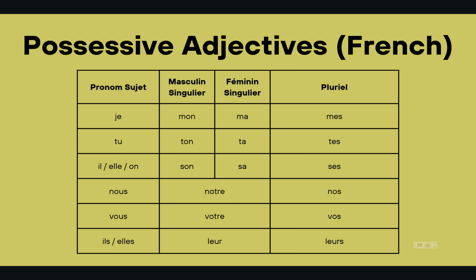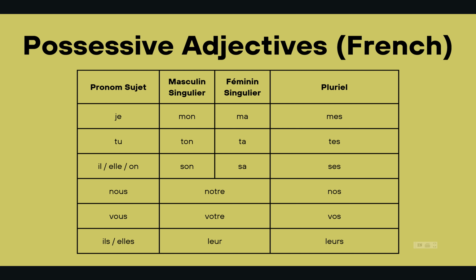For the pronoun je, equivalent to the Spanish pronoun yo, we have the following: mon, ma, mes, for masculine singular, feminine singular, and plural form, respectively. For tu, or the equivalent in Spanish, tú, we have ton, ta, tes, for masculine singular, feminine singular, and plural form, respectively.